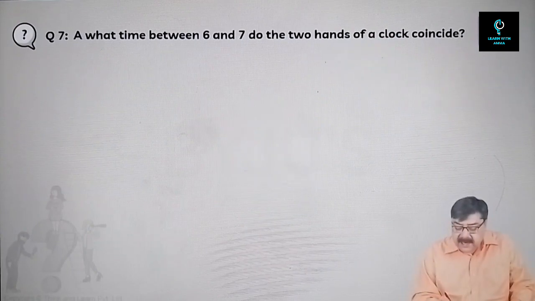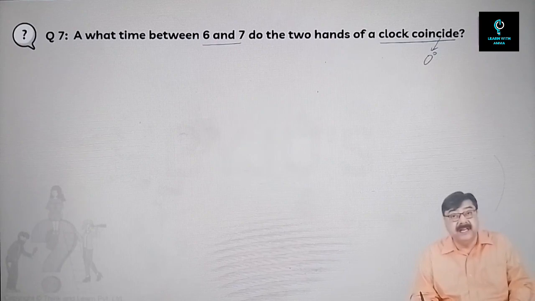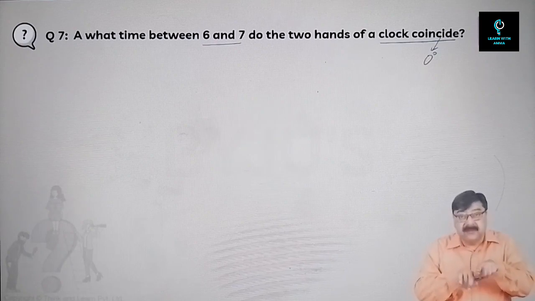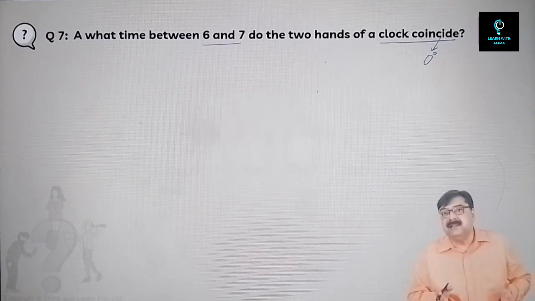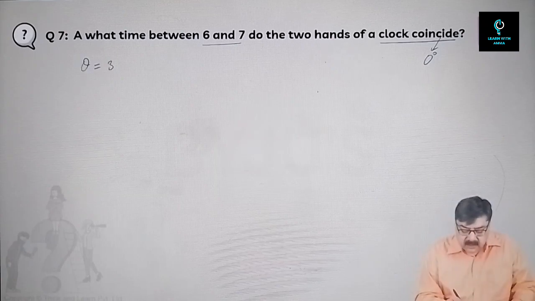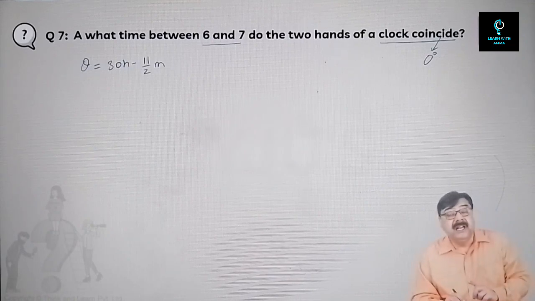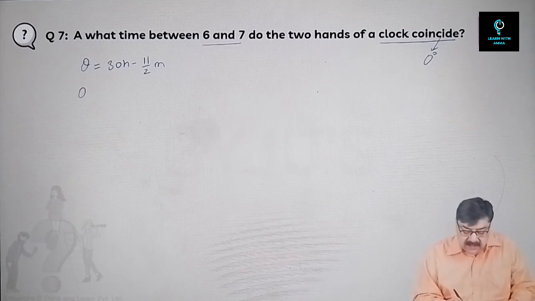At what time between 6 and 7 do the two hands of a clock coincide? Coincide means what? They form 0 degrees angle. They are overlapping one above the other. In such a case, what do we do? You know that between 6 and 7, 0 degrees angle will be formed only once. So hence, theta is equal to 30h minus 11 by 2m. 0 degree occurs only once, so we will write it only once. So the angle here is 0.